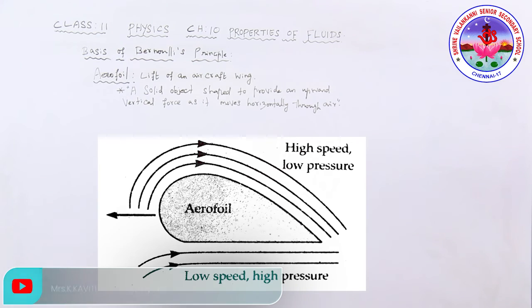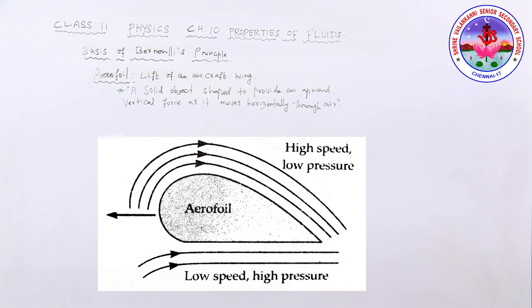Another example of the basis of Bernoulli's principle is the lift of an aircraft wing. We can say aerofoil; see the diagram, children. The aerofoil is the name given to a solid object that is shaped to provide an upward vertical force as it moves horizontally through the air. This upward force, which we call the dynamic lift, makes the aeroplanes fly.